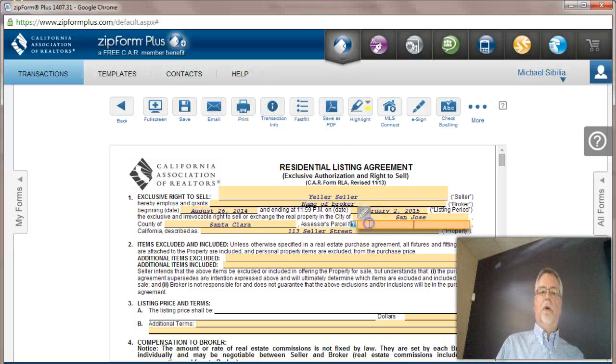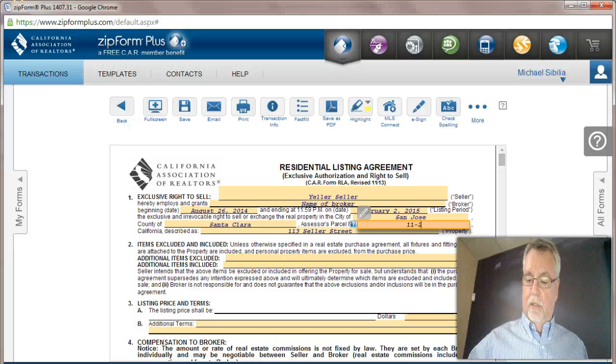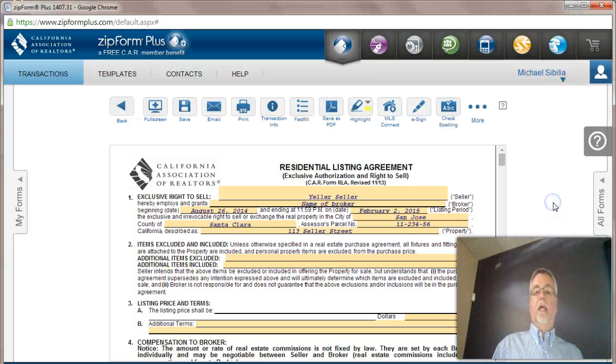The assessor's parcel number, they want that. I don't know why, but they want that. All right. And again, all of this, my biggest tip, which I didn't have an opportunity to do myself, is to fill out the cover sheet. Right? To fill out the cover sheet.